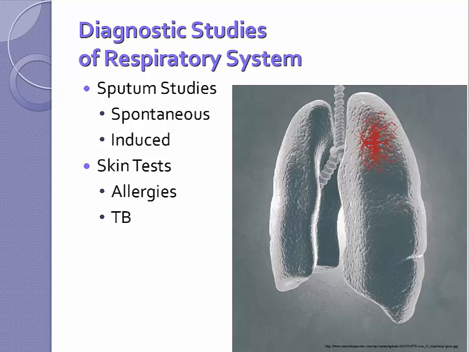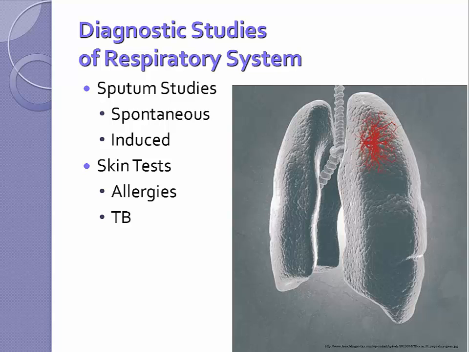A positive result on a TB skin test indicates that the patient has been exposed to the antigen. It does not indicate that TB is currently present. A negative result indicates that there has been no exposure, or there's a depression of cell-mediated immunity, such as occurs with HIV infection.